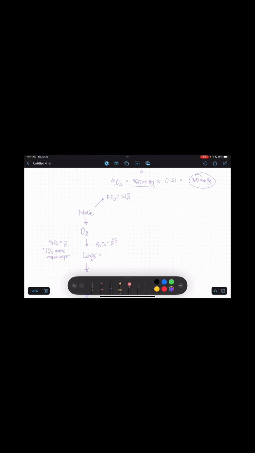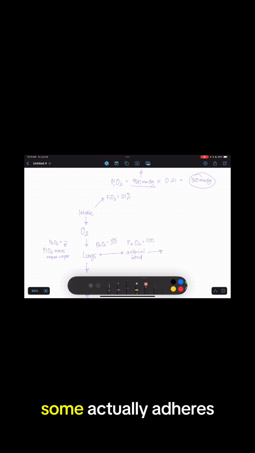So once it reaches your lungs, it goes to the arteries. In your arteries, the oxygen goes from the alveoli to the arterial blood. Arterial blood has a PaO2, with a small letter a for artery, of about 100. And after that, some actually adheres to the hemoglobin.